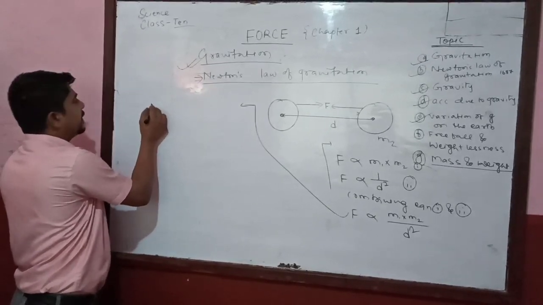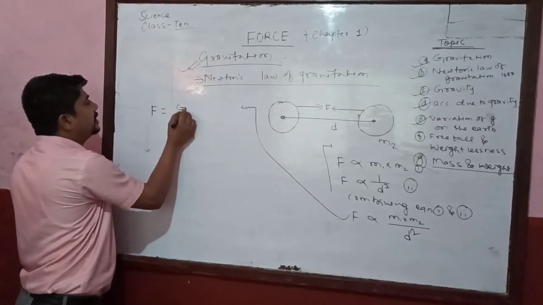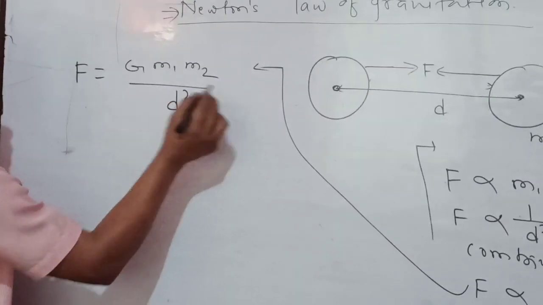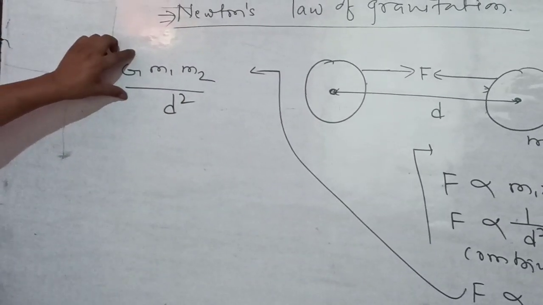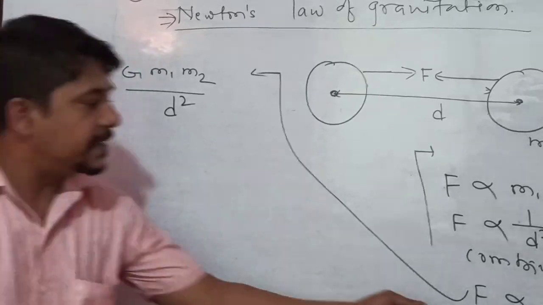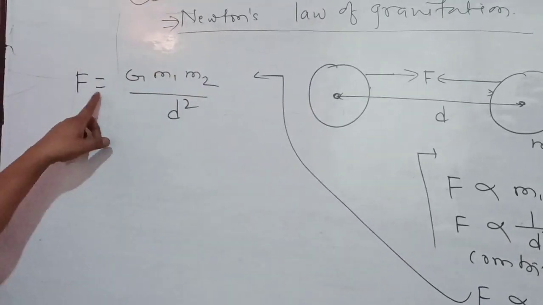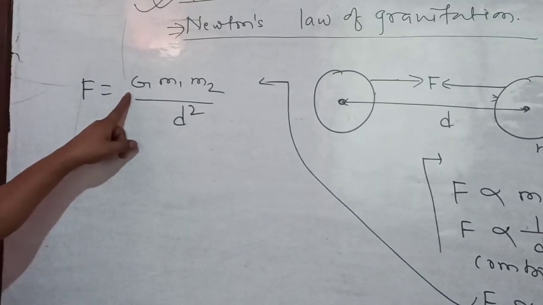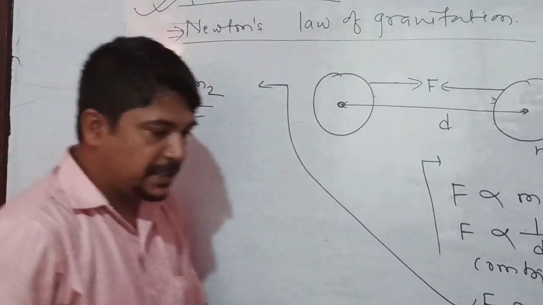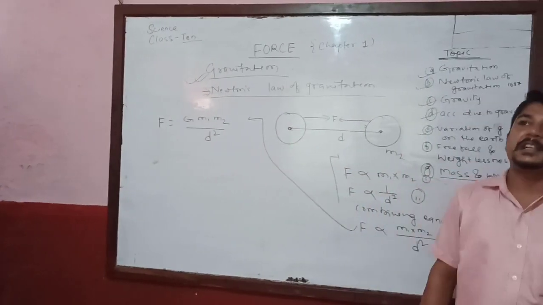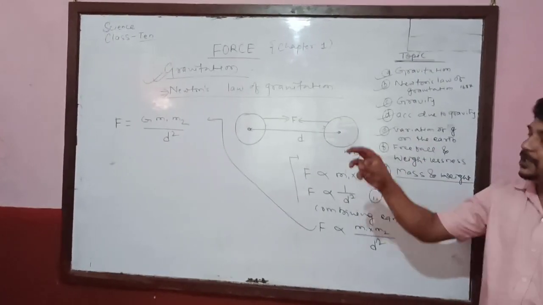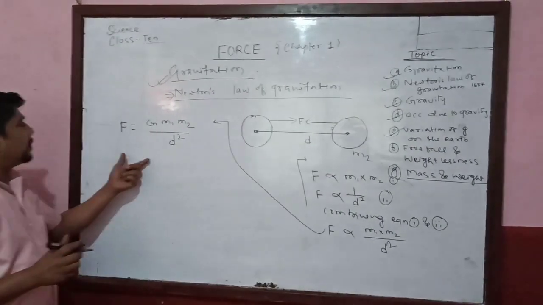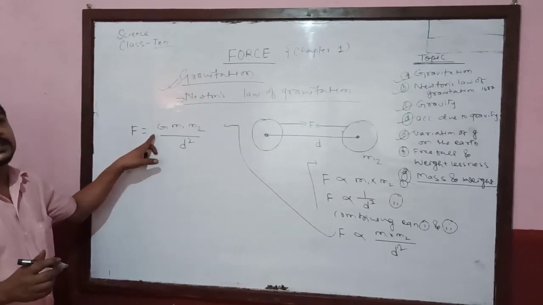Therefore F equals G m1 m2 upon d square. Where G is a constant. G has come to replace this proportionality into equals to. How does it come? It comes as a result of different experiments. After doing many experiments, a constant becomes known. If the same thing is common in all experiments, it becomes a constant. So through different experiments it is found what is G.